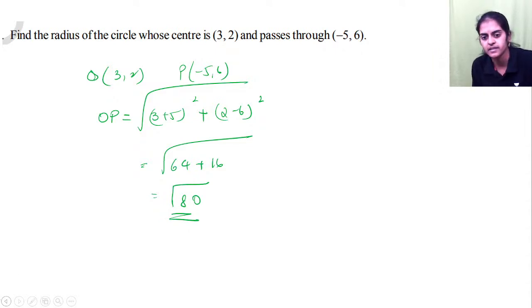Any doubts here, beta? Please let me know. Any doubts? Great. Any doubts here? Root 80. Great. Chalo. Next question.